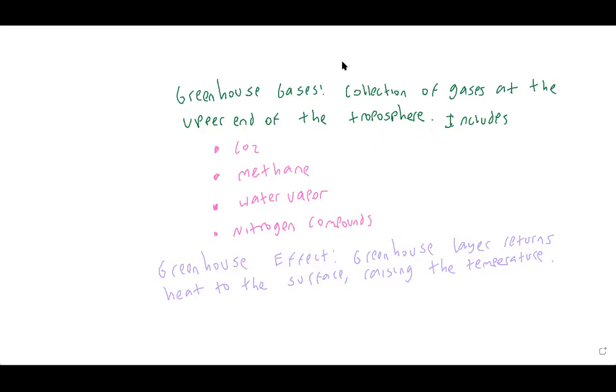And of course, what we suspect is that by adding too much CO2 and too much methane, we've made the greenhouse layer thicker than is suitable for life, or suitable for comfortable life. And that is why we are getting so much hotter and more turbulent weather.